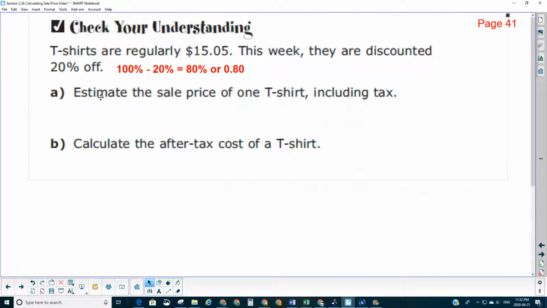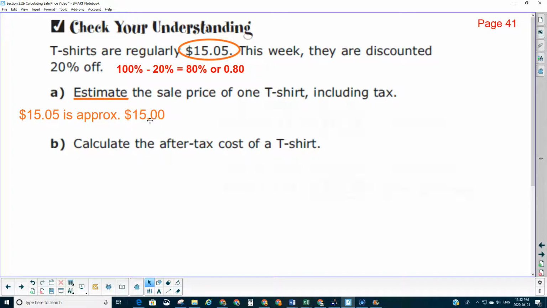All right, the first one we're going to estimate. So we've got this as the cost, and remember, to estimate, we're going to choose a number that's very close to this. It's much friendlier. So $15.05, 5 cents is a little annoying, so we're going to round this and say it's approximately $15. So we're going to make an estimate on $15.